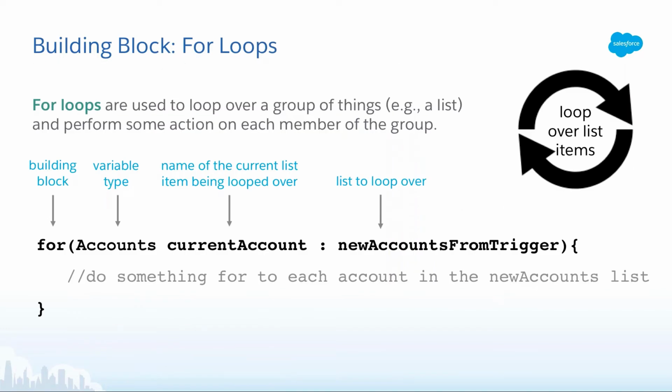So the next building block is for loops. For loops and lists work hand in hand. For loops are used to look through individual things in a list, and then they do something to each thing. So for example, we have our for loop. In the parentheses is the list called new accounts from trigger. And this is the list that the for loop is going to be looking at. So there might be one or more things in that list.